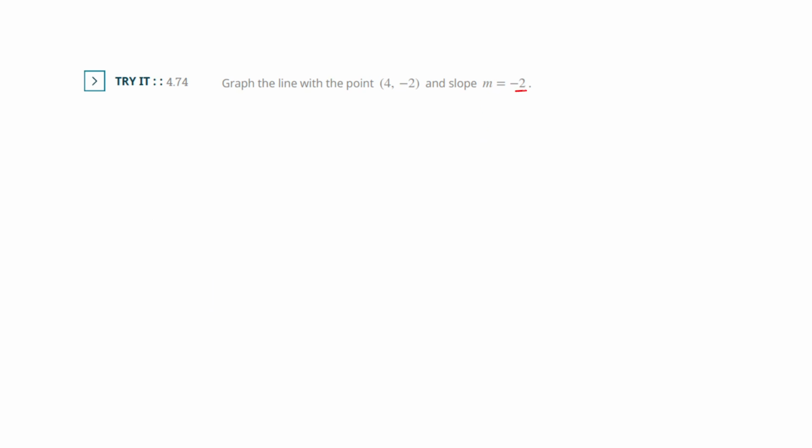So I'm making this -2 over 1. So I've got 1, 2, 3, 4. So I'm just graphing that point. There's my starting spot. And then this means down 2 over 1. So let's switch it around. Let's make it 2 over -1 to make another point. So I started here, up 2, back 1.